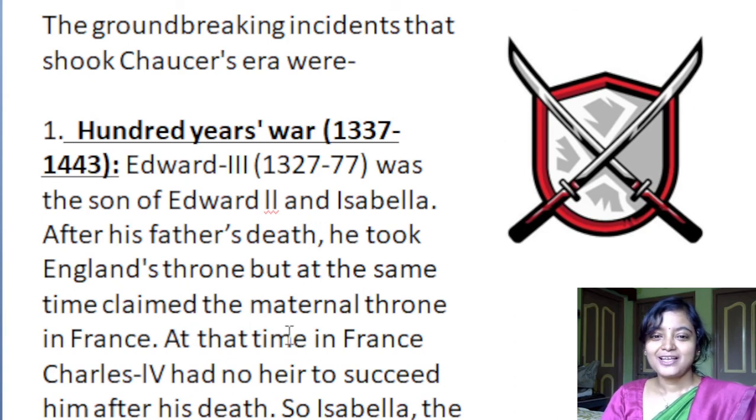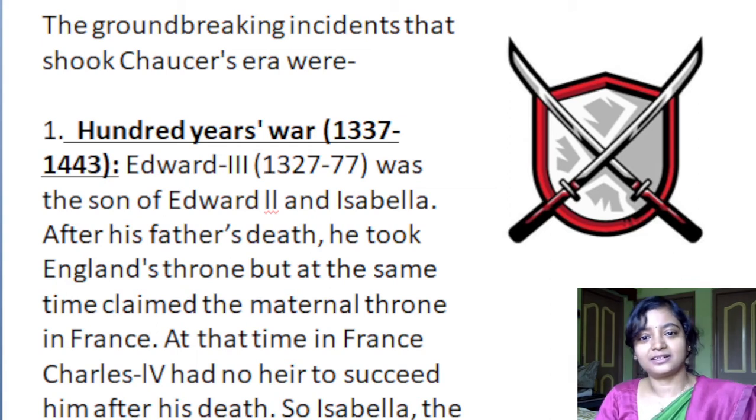At that time in France, Charles IV had no heir to succeed him after his death. So Isabella, Edward III's mother and Edward II's wife, who was of French descent, thought that it was okay for Edward III to make this demand. So she obviously supported her son.